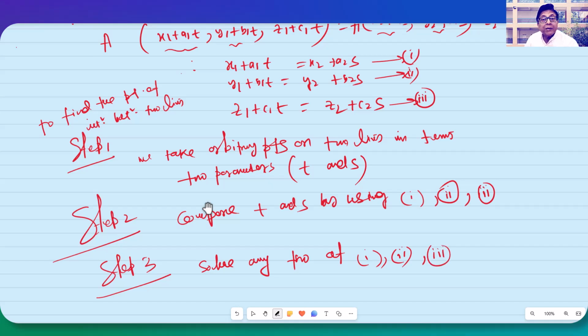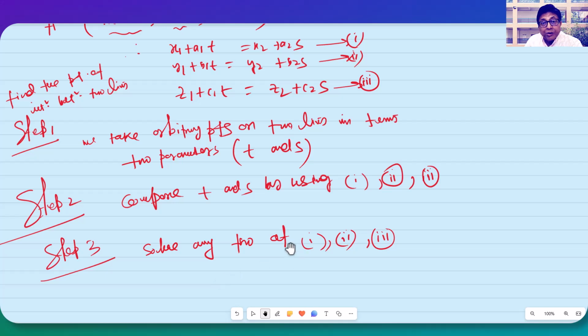Then what will happen? Because t and s are unknown, you will get t and s just by solving from two equations. Solve any two of 1, 2 and 3 for t and s.